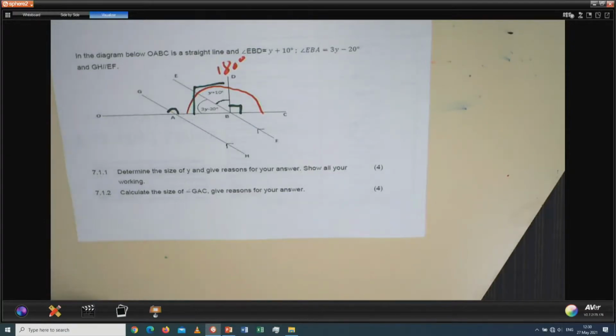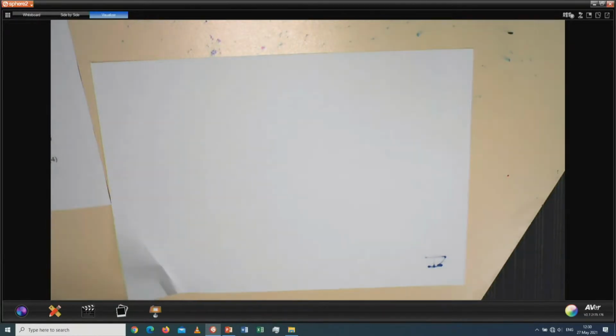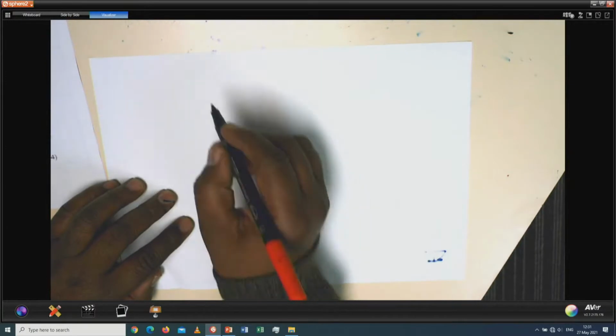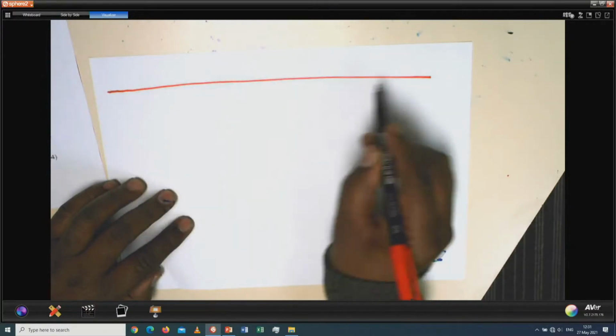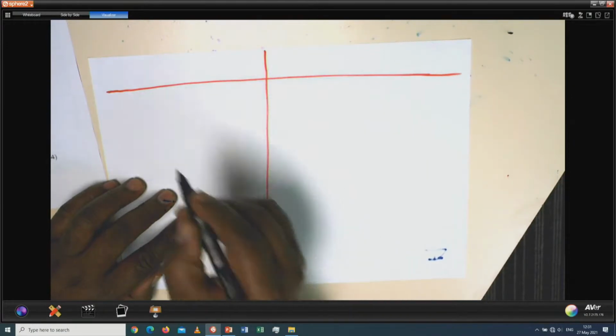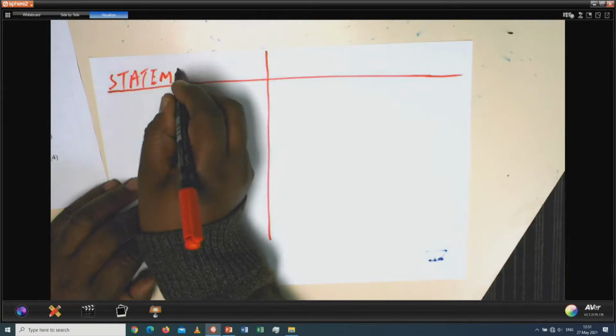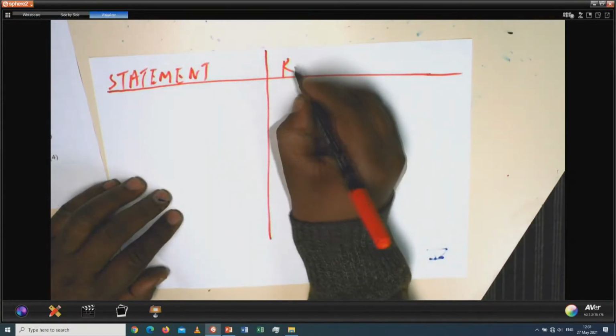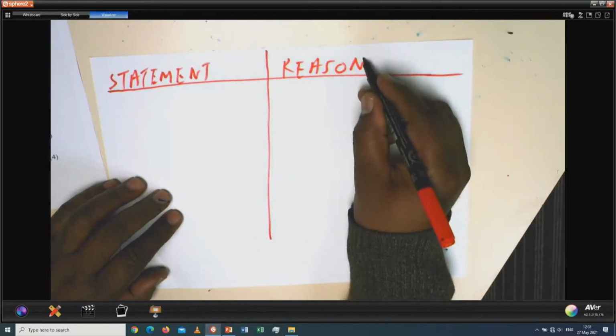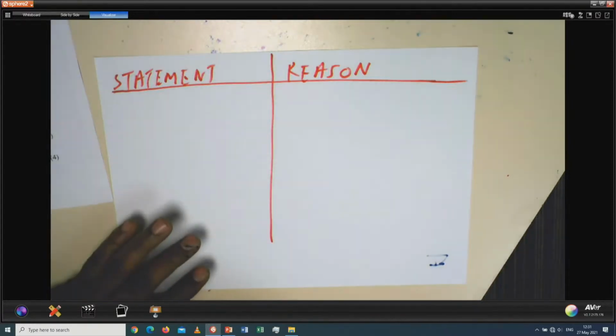So the question says determine the size of y and give reasons for your answer and show all your working. Let's start working now. We determine the size of y and the reasons thereof. Therefore, your statement is advised in your straight line geometry. You will give a statement and your reason. State what you see, what you know, what you understand, and why that is true. Why do you say so?